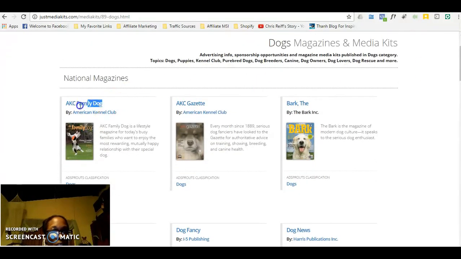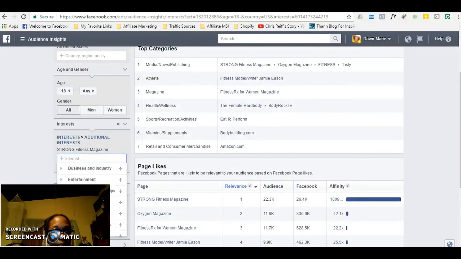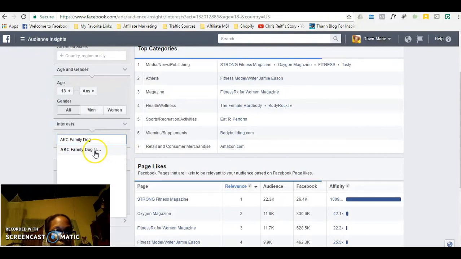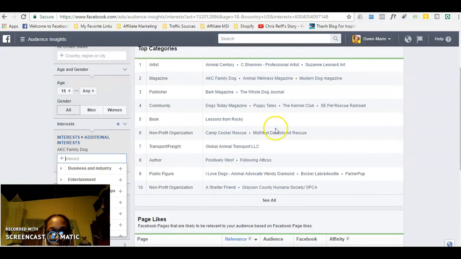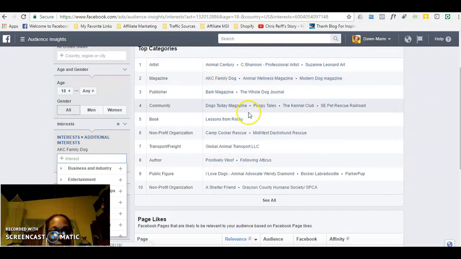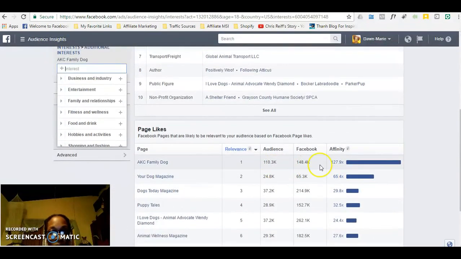Let's see if we go through these magazine titles. We look at the page likes and we can see that everything is pretty much to do with dogs. So this is a very good interest that I would start with. Let's see the affinity score. It's more than 100, so that's looking good. So from here you can start. You have other interests as well that you can look at, that you can also target.